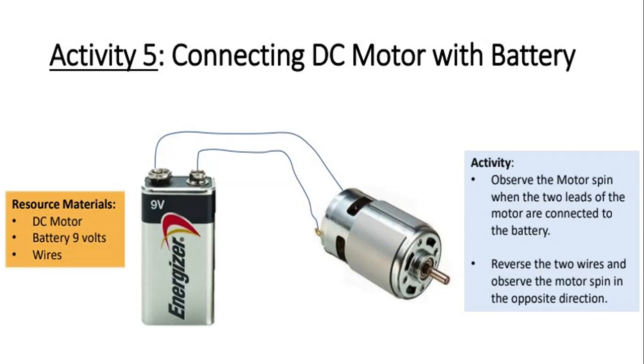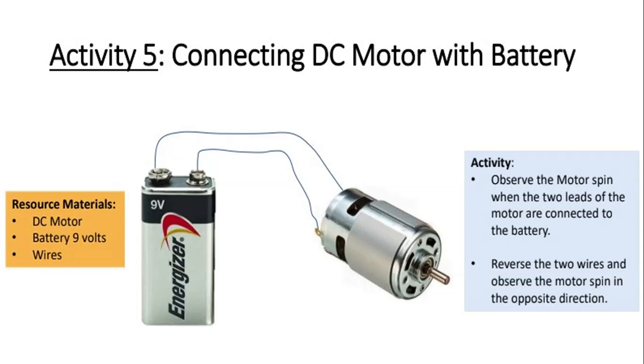In the next activity, we connect a DC motor with the battery. We require the resource materials: a DC motor, battery voltage and a wire. Observe that the motor spins when the two leads of the motor are connected to the battery, and reverse the two wires. If we connect one terminal to the positive and the second terminal to the negative, we can observe the motor moving in one direction, and if we reverse the wires, then observe the motor spin in the opposite direction.